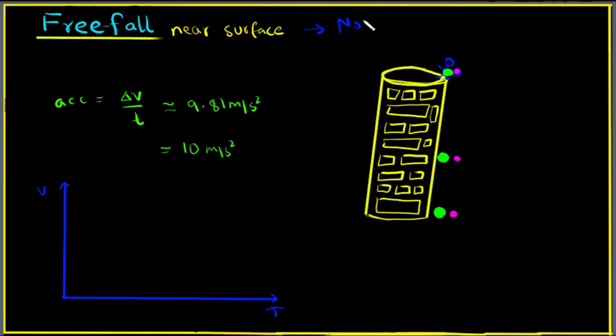So no air resistance, right? In the case of no air resistance, the velocity of that thing is going to increase at a rate of 10 meters per second square. So for example, this is 1 second, this is 2 seconds, this is 3 seconds, this is 4 seconds, and let's say here it is 10 meters per second, it is 20 here, it is 30 here, and 40 here.